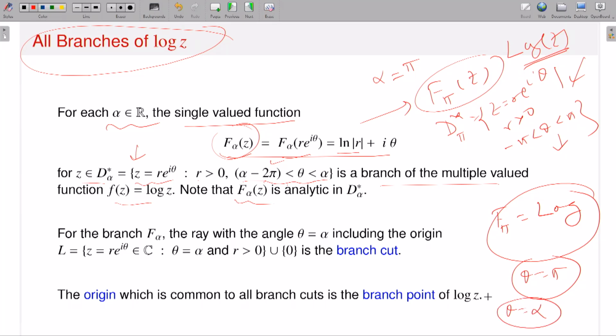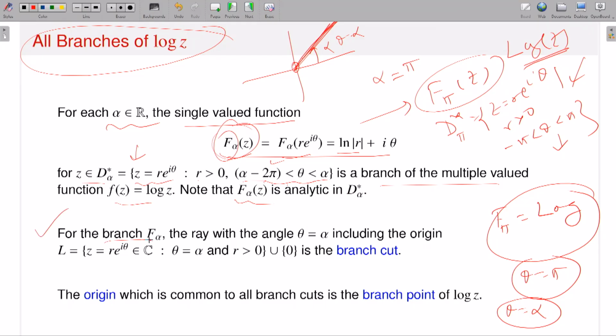So that means if I have a complex plane, suppose this is my alpha, so if this is my line theta is equal to alpha, then for these branches capital F alpha, what is the branch cut? Theta is equal to alpha. That means this is the ray theta is equal to alpha including the origin. So if I consider that ray, including the origin, this is the corresponding branch cut of this branch capital F alpha. That's exactly what I have written.